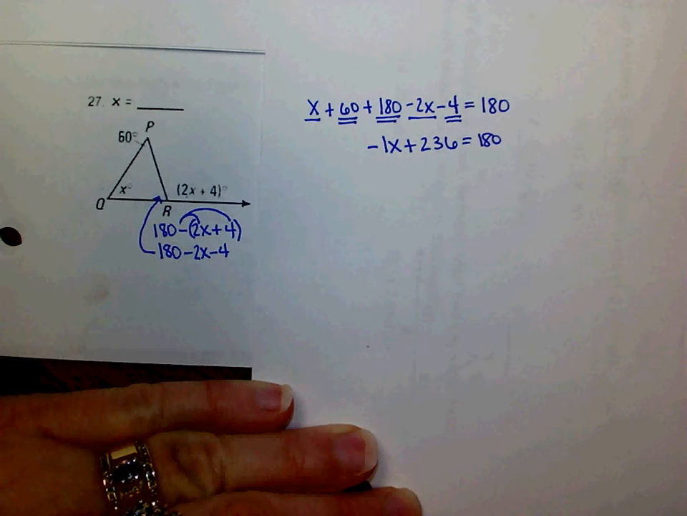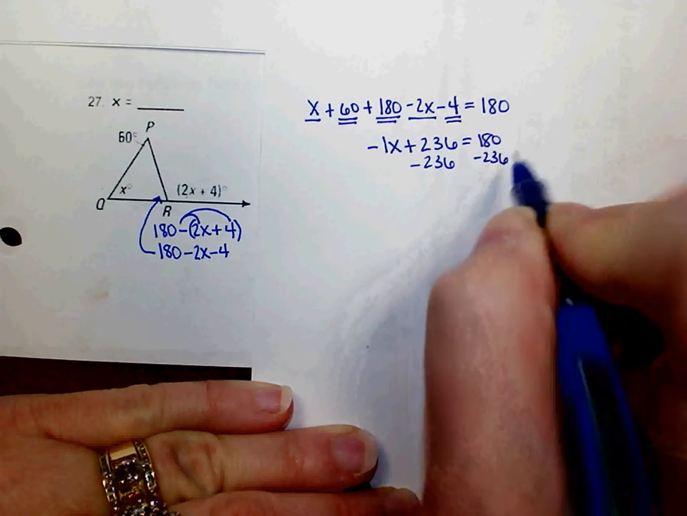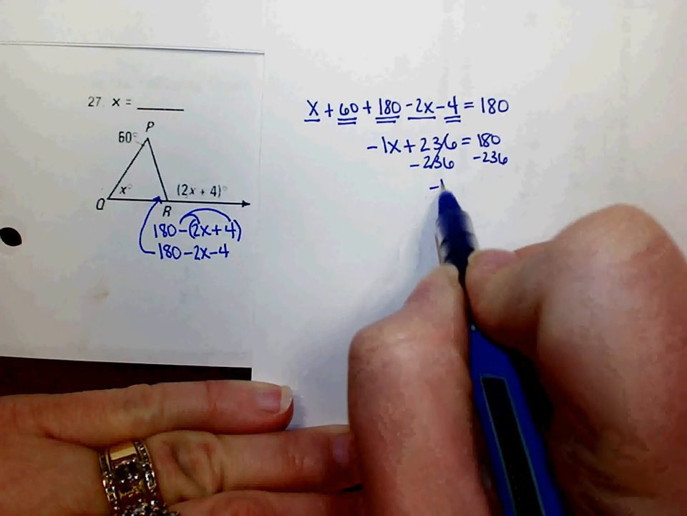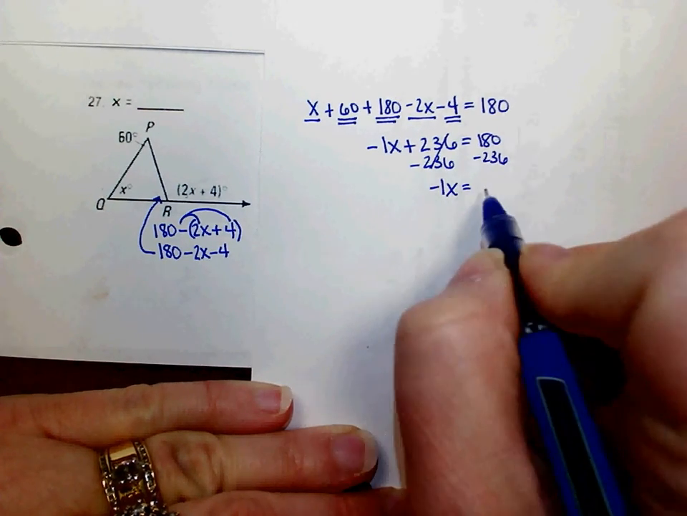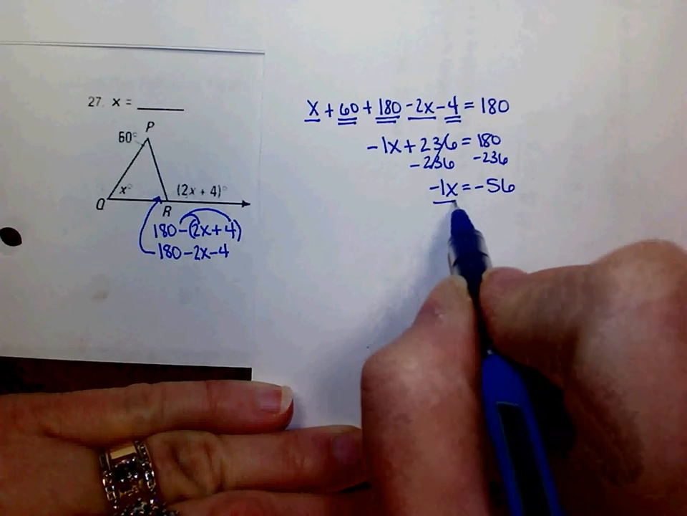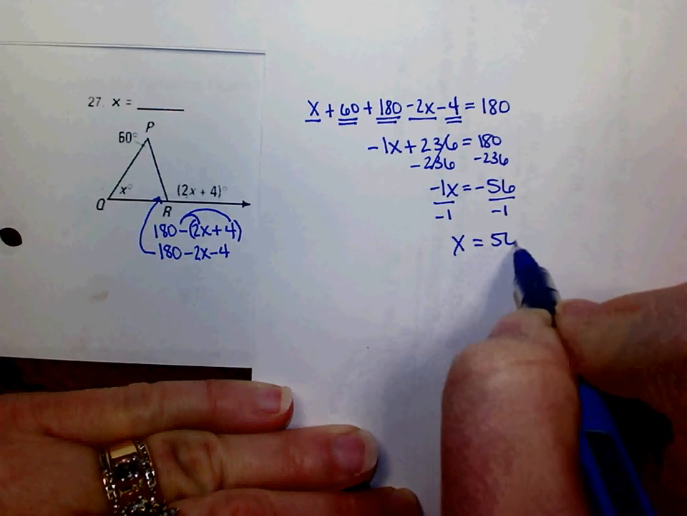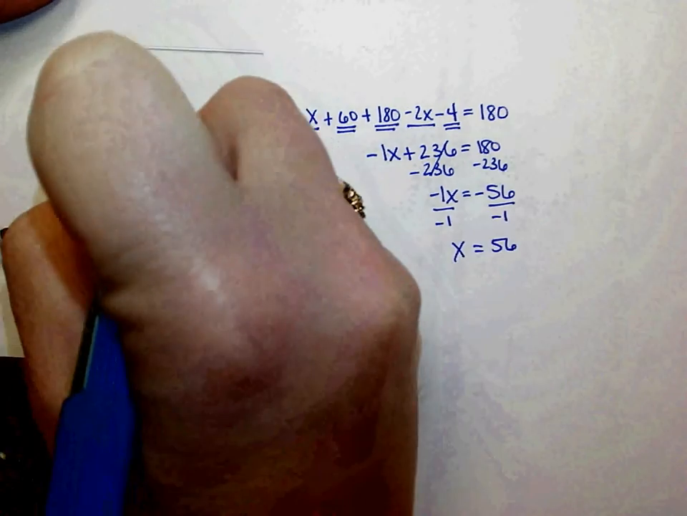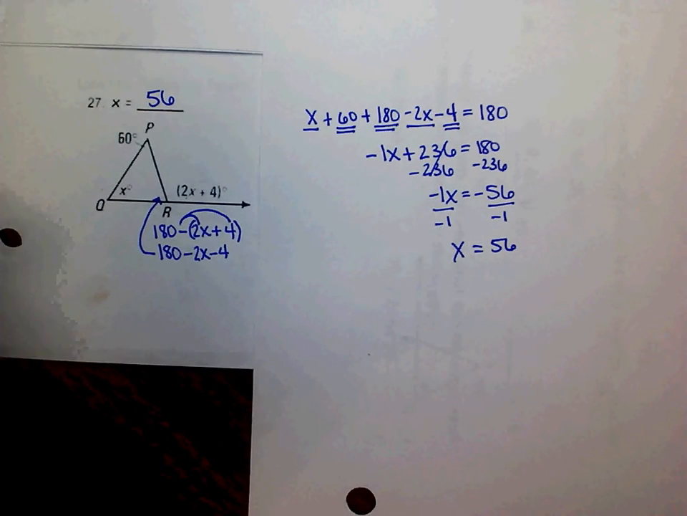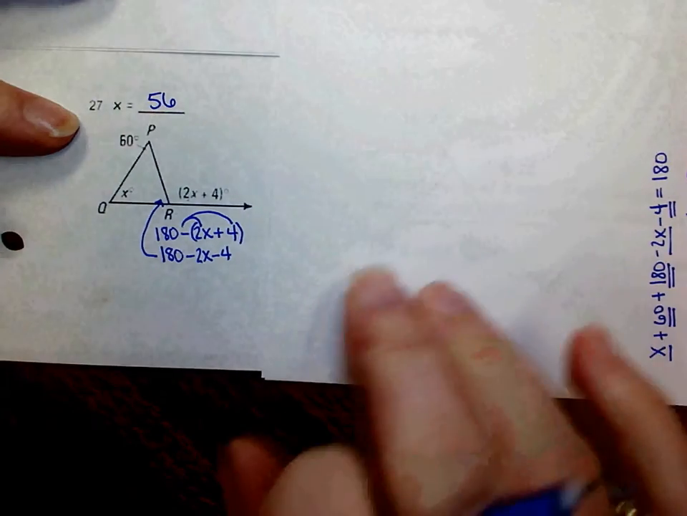So now I can undo the addition of 236 by subtracting 236 from each side. And so now I have negative 1x equals negative 56. And to solve for x, I would divide both sides by negative 1 to get x equals 56. Now that's one way to solve the equation. There is, however, another way that we could go about solving it as well.